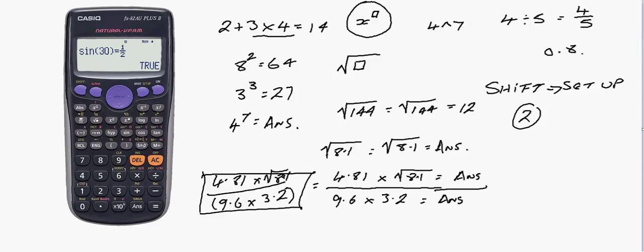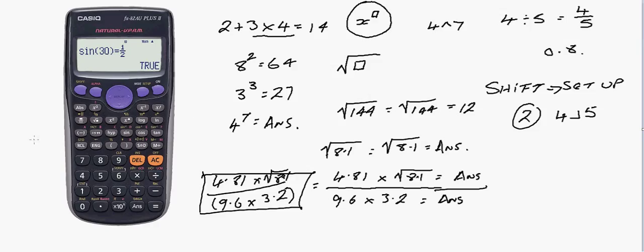Okay, now I call it switch display. I don't know if that's actually what it is, but I call it switch display, and it will change your answer from 0.8 to 4/5, and it will actually write a fraction like that, 4/5. Okay, I hope that's helped.